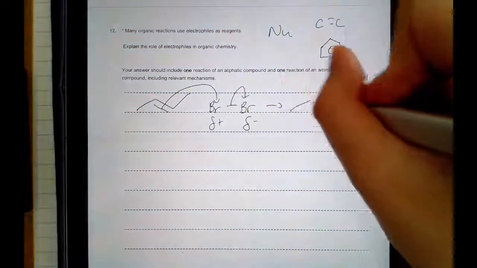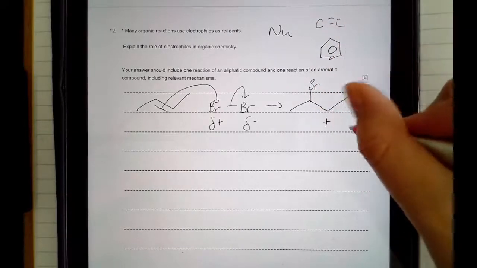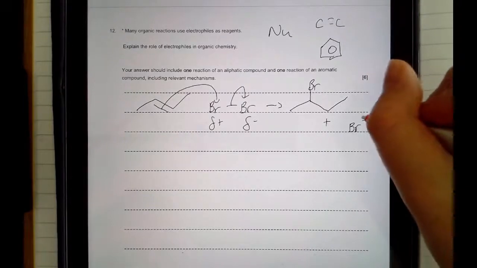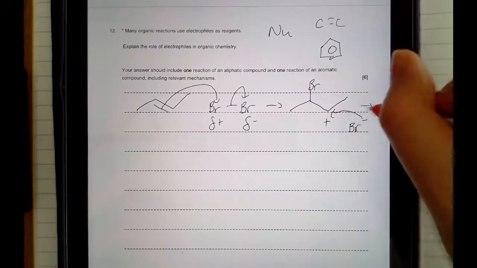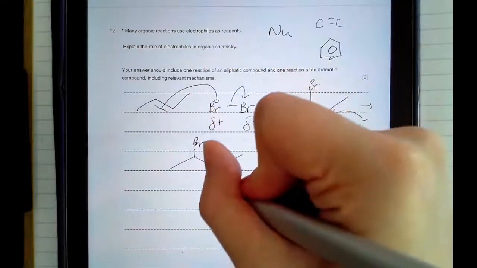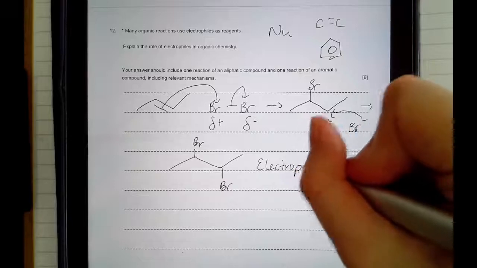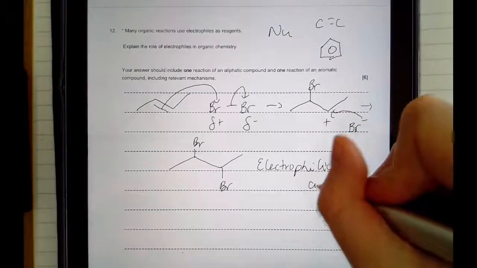So rather than writing this in words, I'm just going to do my mechanism instead because I know it really well. I have bromine there, attacks, and I end up with, and I would label that this is an example of electrophilic addition. That's the reaction type.